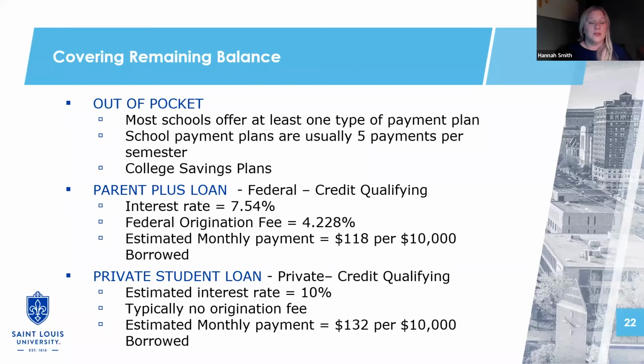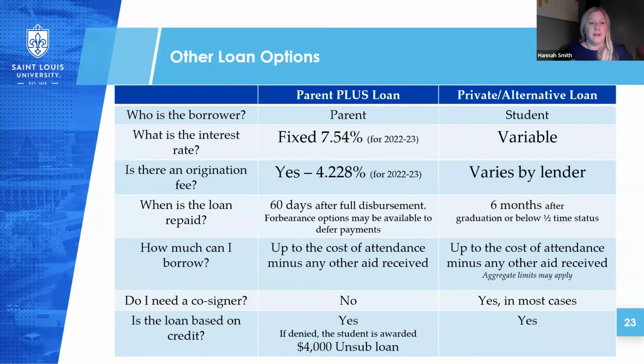For private student loans, typically these are going to be in the student's name, but they are credit qualifying. And since a lot of 17, 18-year-olds don't have a lot of credit built up, parents would likely be listed as the cosigner on these private loans. These are typically a last-ditch effort to get that remaining balance covered, because we estimate that interest rate at about 10% for private loans. These would be loans through Discover student loans, College Avenue, Sallie Mae, those types of lenders that offer private or alternative student loans. For $10,000 on a private loan with that estimated 10% interest rate, again over a 10-year repayment term, you're looking at about $132 a month.